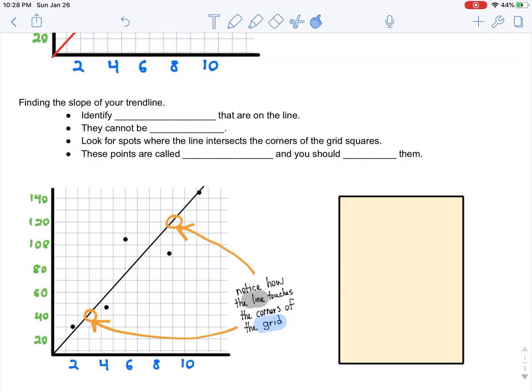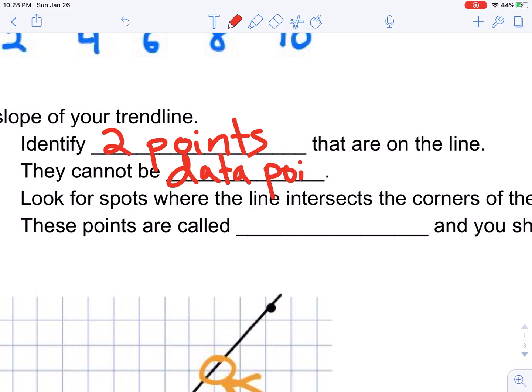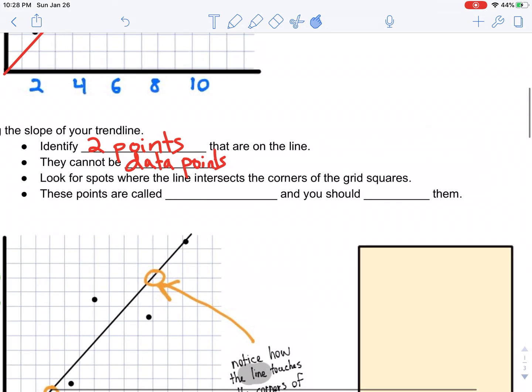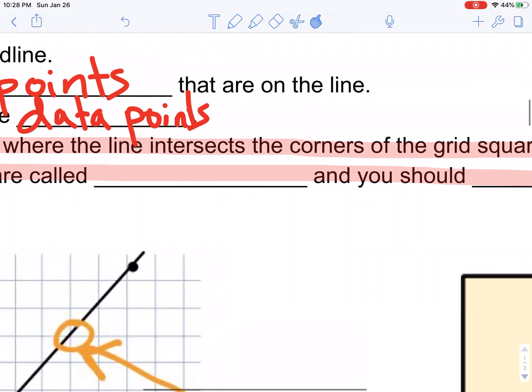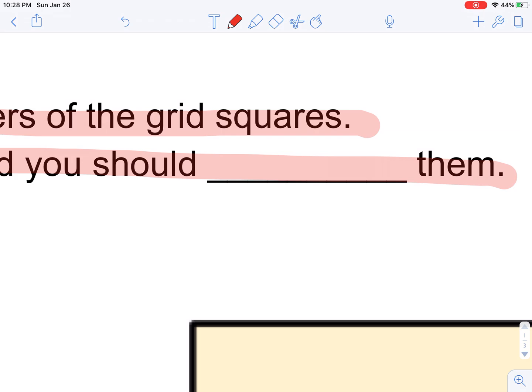So we're going to identify 2 points that are on the line, and they cannot be data points. They cannot be your data points that you already found. So these guys, no. We want to look for a spot where the line intersects the corner of the grid squares. These points are called lattice points, and you should circle them. That might be a new word for you guys. The grid that you're graphing on, that's your lattice. And you should circle them.